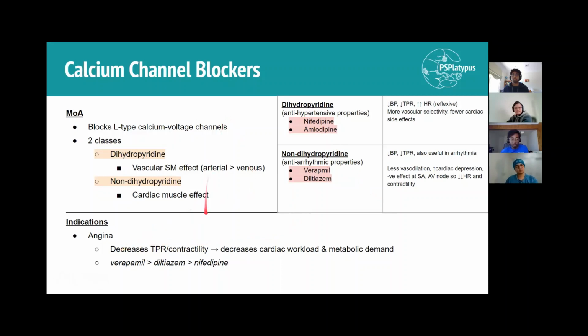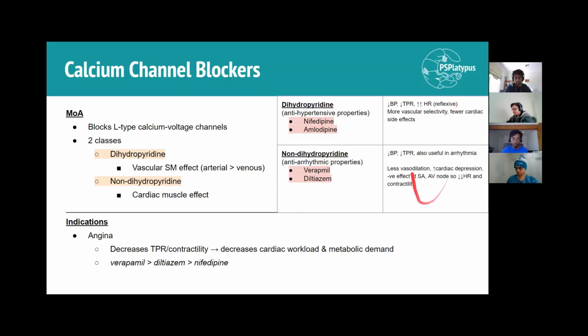And we want to use them in angina because by decreasing the total peripheral resistance, we decrease the cardiac workload, because the heart doesn't need to pump hard in order to overcome the resistance in the peripheral vessels, because we're dilating those peripheral vessels. By decreasing metabolic demand, it helps with angina. We can use both of them, but the order of priority really goes from verapamil to diltiazem to nifedipine.